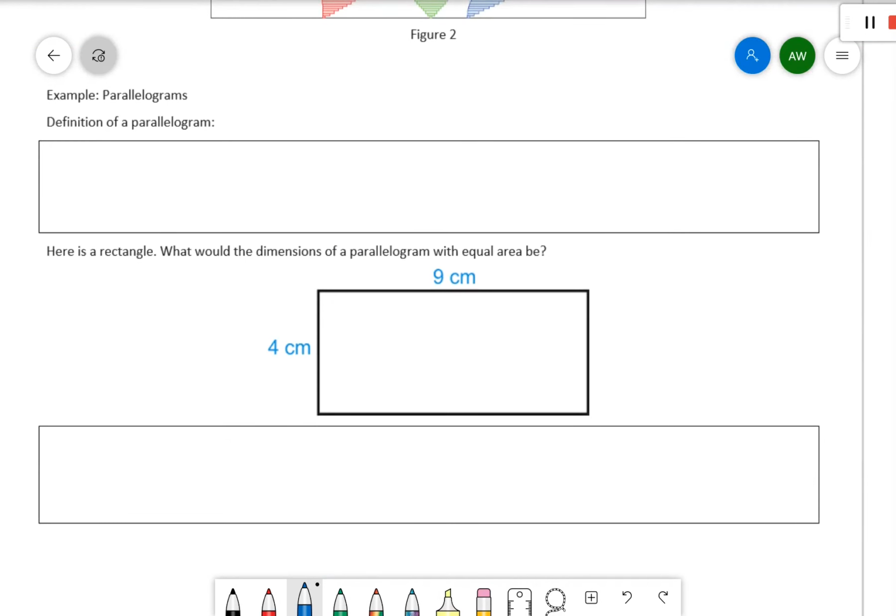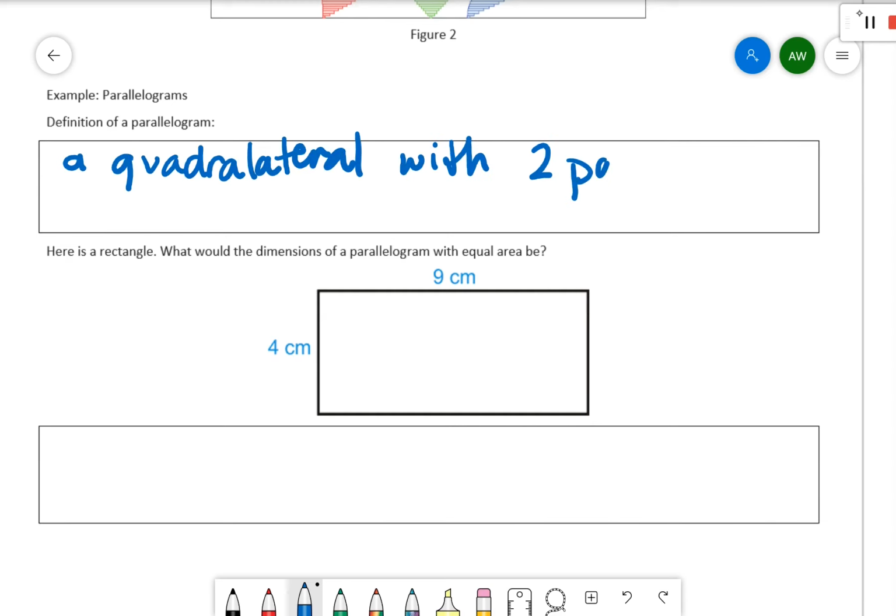So now that we've seen that demonstrated with pieces of paper, which hopefully really helped you visualize this well, let's look at our example here. So the definition of a parallelogram is a quadrilateral with two pairs of parallel sides.